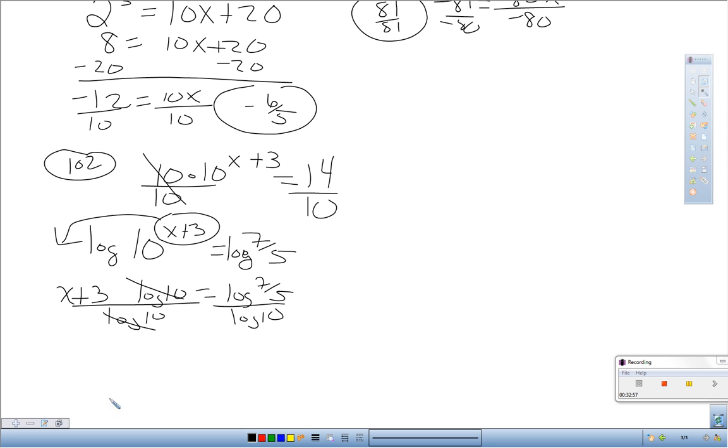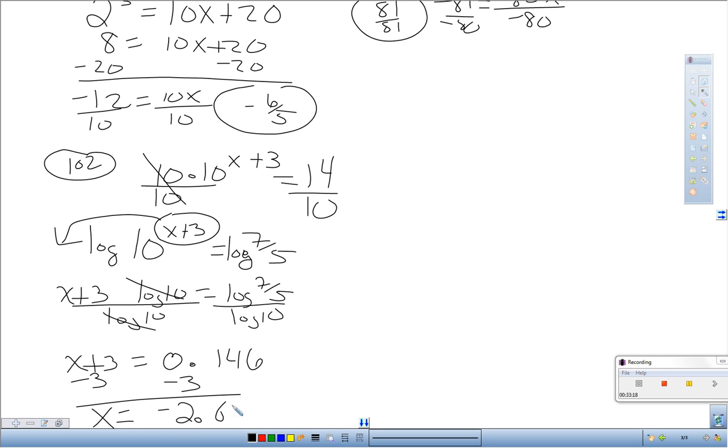And so I'm going to use my calculator now. So let me type in log of 7 over 5 divided by log of 10. My calculator tells me that that is 0.146. And then just subtract 3. That gives me my answer of negative 2.854, and that's the answer for 102.